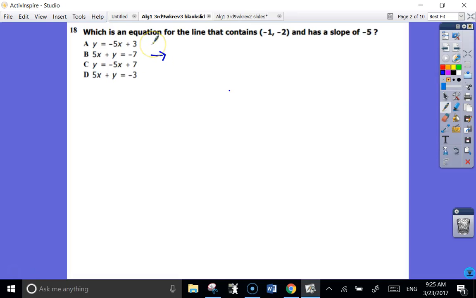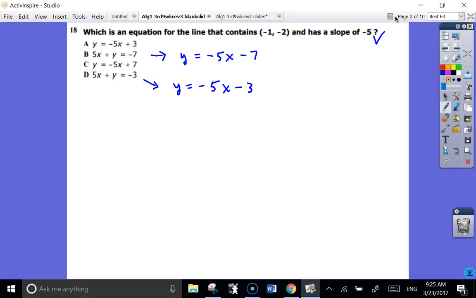It seems like our answer order is mixed up between you and me, but if I solve this one, I'm going to get y equals -5x minus 7. If I solve this one, I'm going to get y equals -5x minus 3. So what is the slope of every equation? They're all -5. So how are we going to tell which one contains the point (-1, -2)?